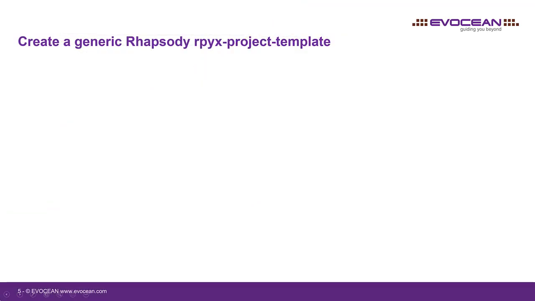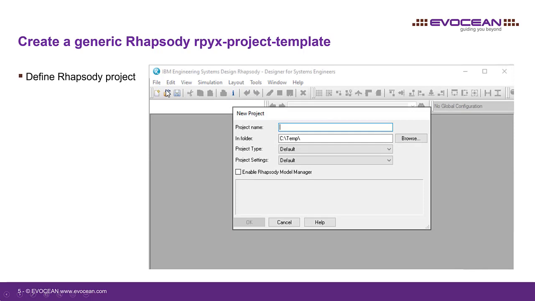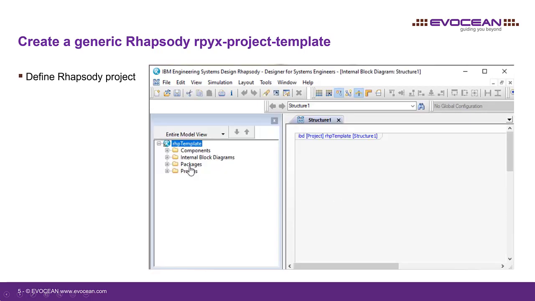Let's get started. First, you create a project template, or better say a reference Rhapsody rpyx-file. The extension rpyx stands for repository and contains the main project information like structure, content and references. You can configure it in any way you want, for example with or without SysML or any other profile. The most minimalistic Rhapsody project always looks like this: a default package and a default component.